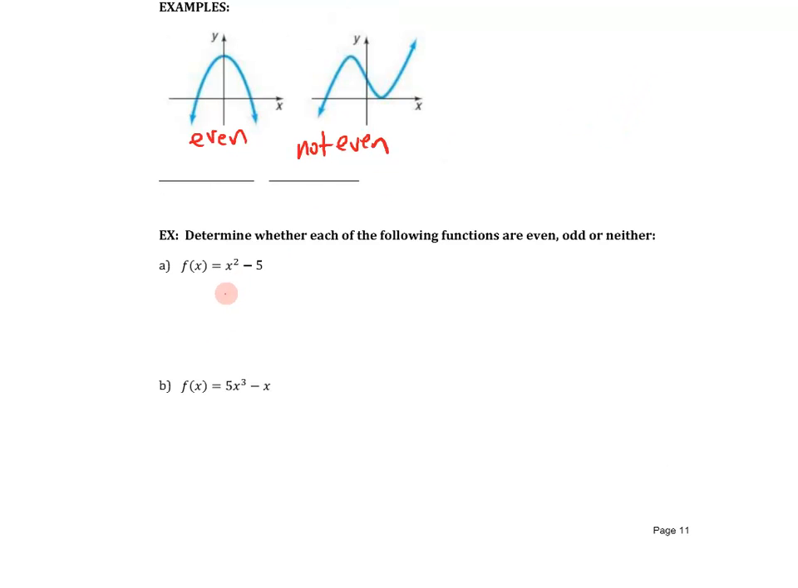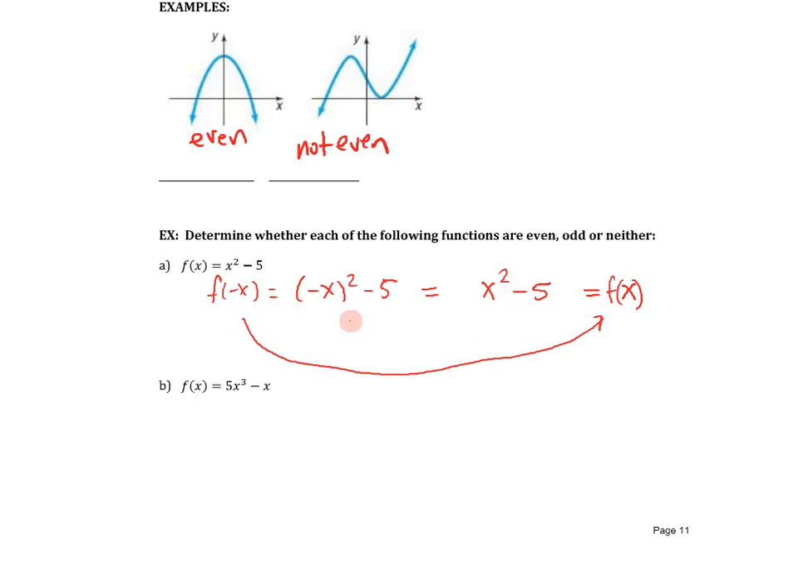Okay? So, for example, f of negative x here would mean negative x squared minus 5. Plugging that in, simplifying, which gives me x squared minus 5, notice that's the same thing as the original function, x squared minus 5. So you have f of x. If f of minus x equals f of x, then it's called even. Just takes a little bit of algebra simplifying, right?